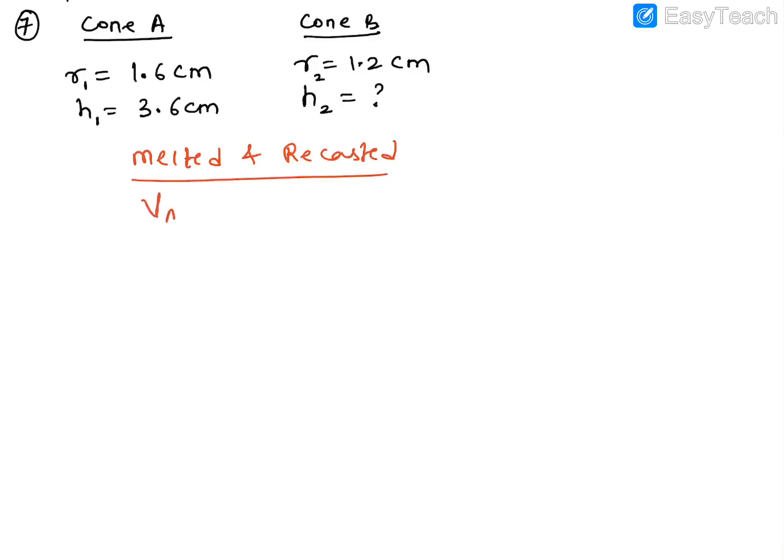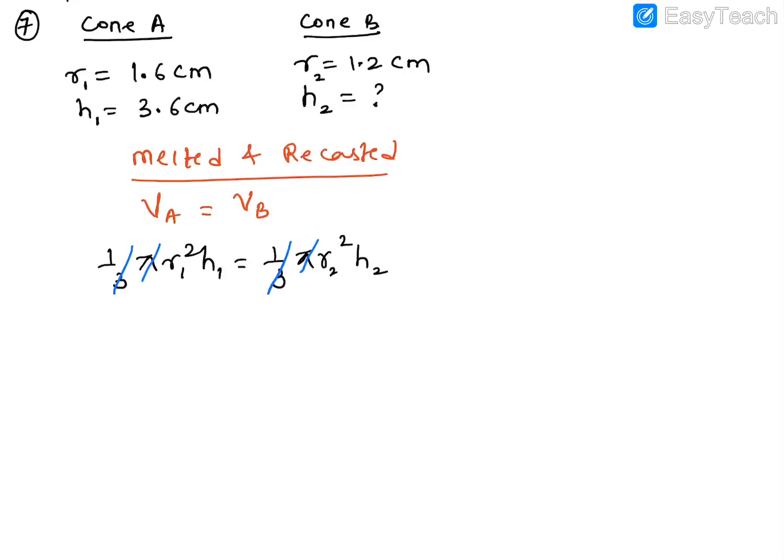So volume of cone A is equal to the volume of cone B. How do you find volume of cone A now? So for volume of cone A, we will do 1/3 pi r squared h is equal to 1/3 pi r squared h. Now can we cancel anything out here? So you can cancel 1/3, you can cancel pi.